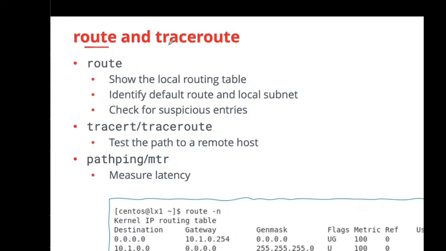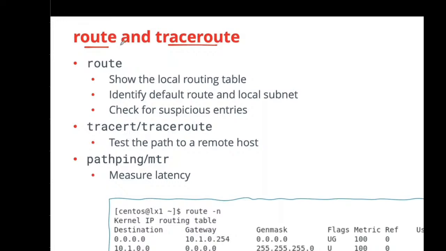Then you have route and traceroute. Route basically will give you the local routing table of the machine. Whether it is Windows or Linux, mostly it works on Linux. You type route space -n, and it'll give you the routing table there. Most end systems use a default route to forward all the traffic for the remote network via a gateway router. Okay, and if the host is not a router, additional entries in the routing table could be suspicious.